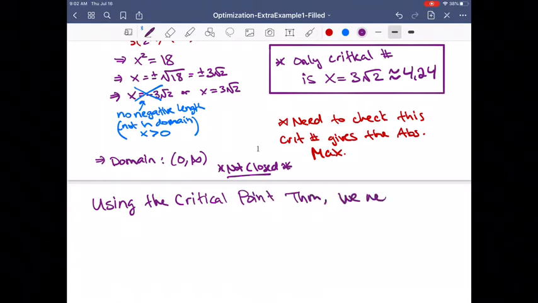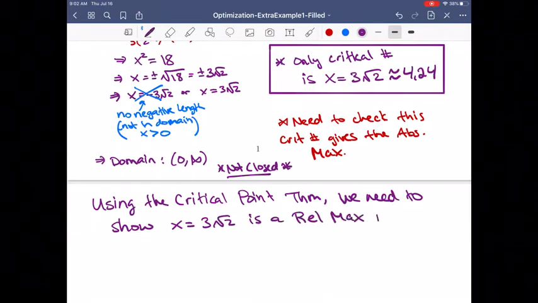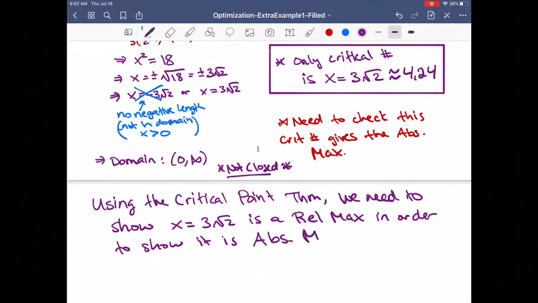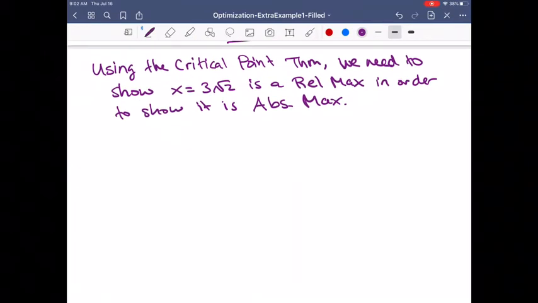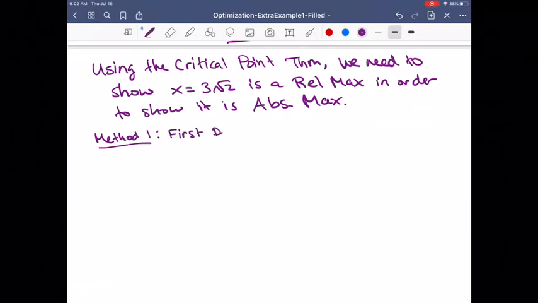We need to show x equals 3 root 2 is a relative max in order to show it is the absolute max. So using that, we only need to show it's a relative maximum. Now there are different ways you could do that. Maybe I'll do both of them here. Method 1 would be using the first derivative test.